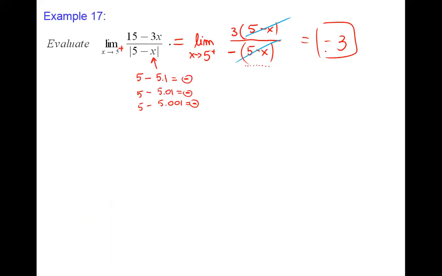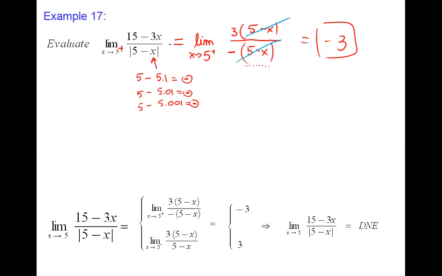That means, can you see this? Limit from the right-hand side, but the answer is negative 3.